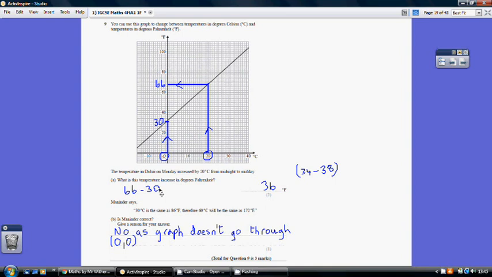Now for part B, we're just trying to see when we double the Celsius, do we double the Fahrenheit? That's the statement here. Well, that only works if your straight line graph goes through the origin. Otherwise, you can't say that. So, is this person correct? No, as the graph doesn't go through the origin, doesn't go through 0, 0.